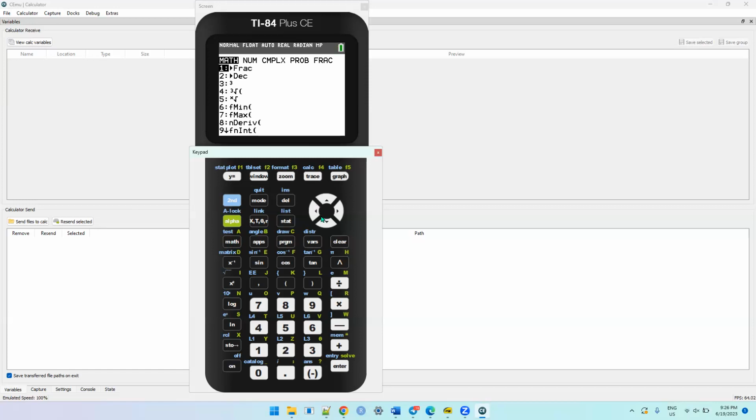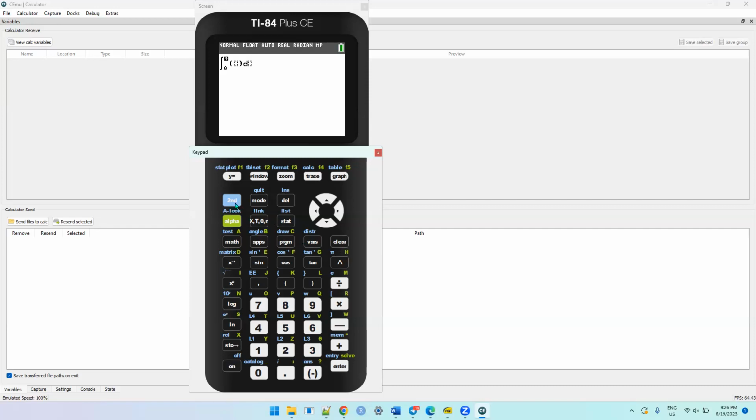If you press math, you can scroll up and down. Are you following while I click? Then I want you to go to number 9 for function integration. FNINT means function integration. Click. What do you see? An integral. Right? Let's say we key in 0 here and go up. Are you following so far?